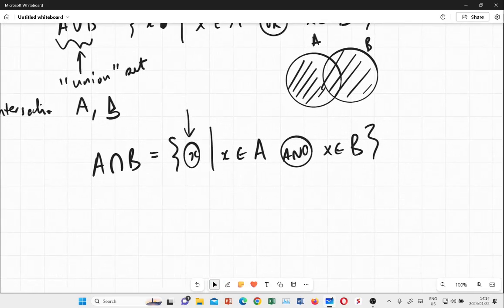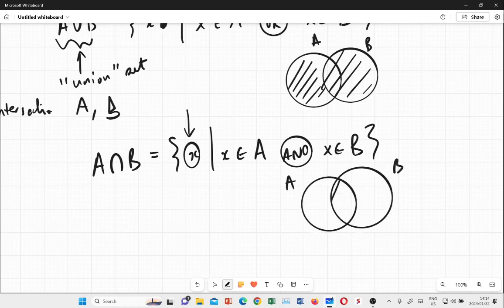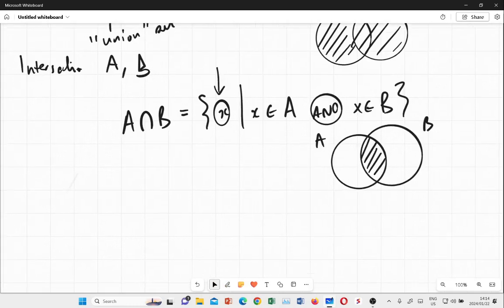Now, the intersection of two sets is all about where we actually find elements that are common in both of them, okay? So in this case, if I've got two sets A and B, it's the set that is actually common to both of them. That is A intersection B, okay?